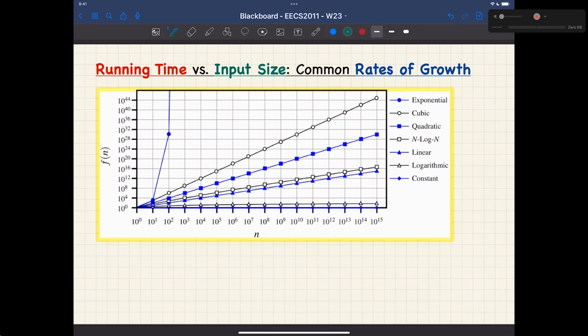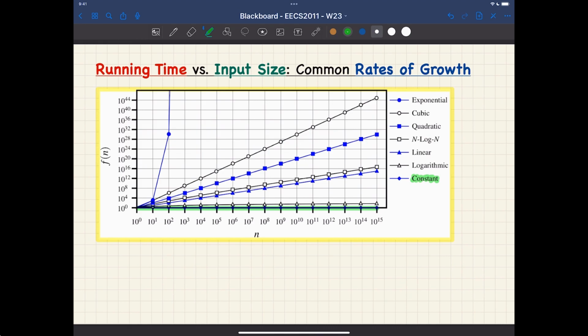Okay, you can see this diagram here lists to you, starting from the cheapest one, that's constant. Let's take a look. This is the constant. Let me try to use a highlighter. Okay, constant is over here, flat.